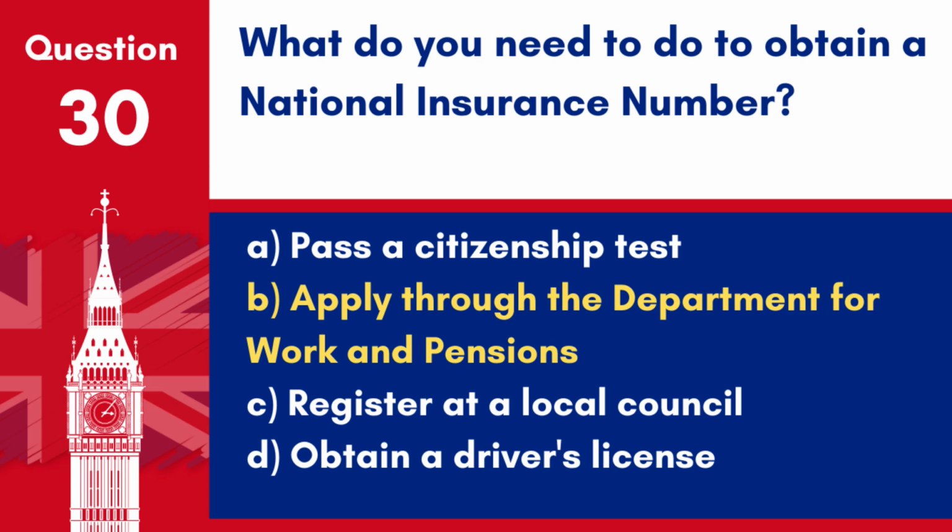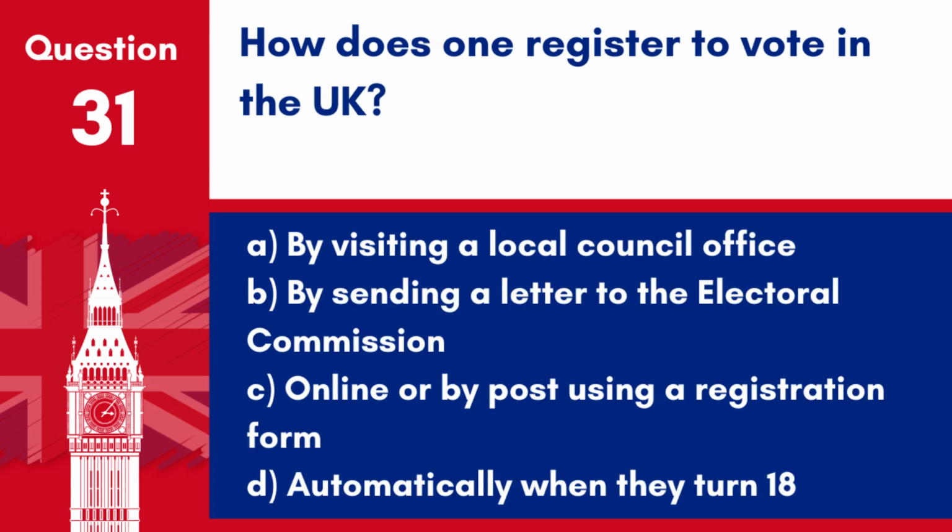To obtain a national insurance number, which is required to work and access services in the UK, one must apply through the Department for Work and Pensions. Question 31. How does one register to vote in the UK? A. By visiting a local council office. B. By sending a letter to the Electoral Commission. C. Online or by post using a registration form. D. Automatically when they turn 18.